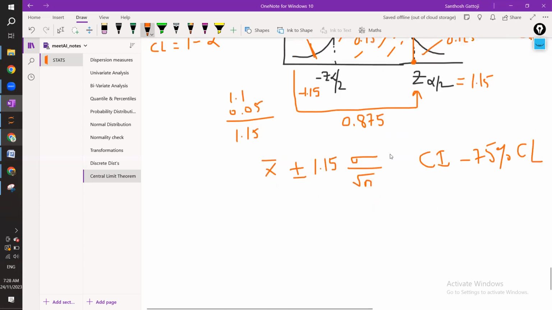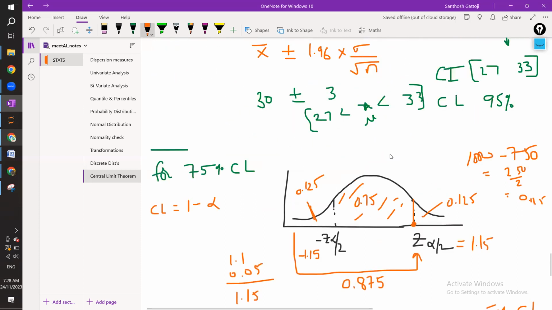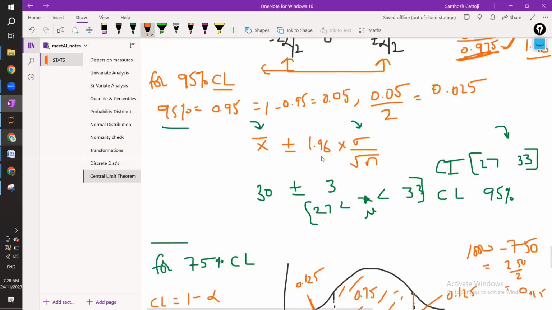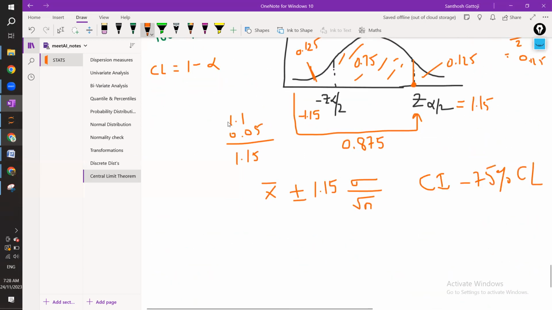Getting? Yeah, Santosh. Earlier, how much did we get? 1.96, into rho by square root of n at 95% confidence. So now we have 1.15 at 75% confidence level. Getting the concept of how you can calculate the Z value based upon the given confidence level? So first you need to decide how much confidence I want. From that you will have the alpha. From that you can calculate this. From that you will get the confidence interval.